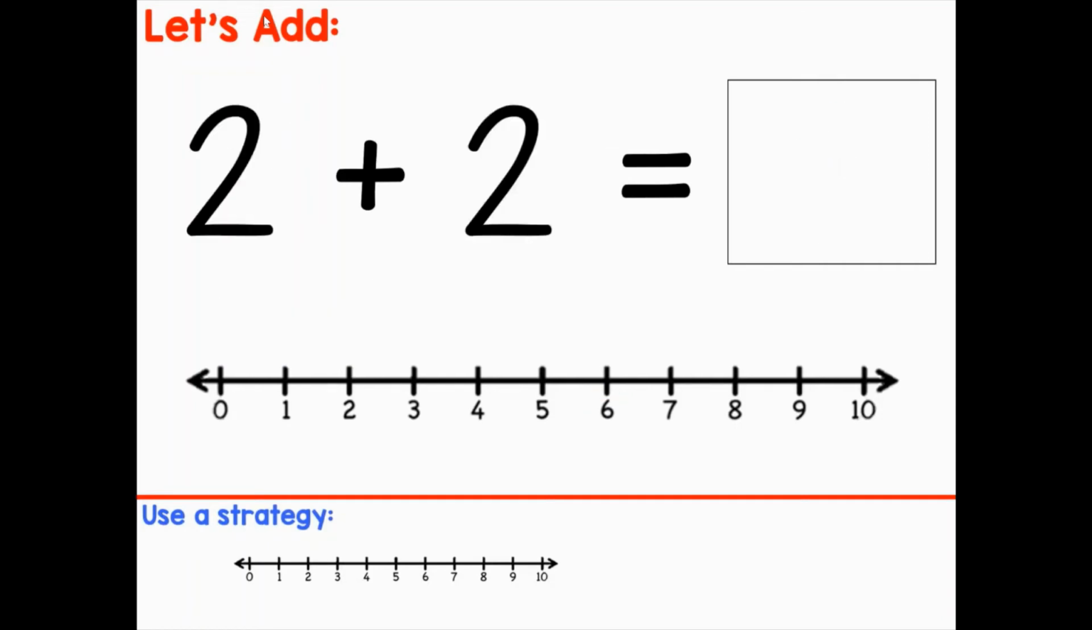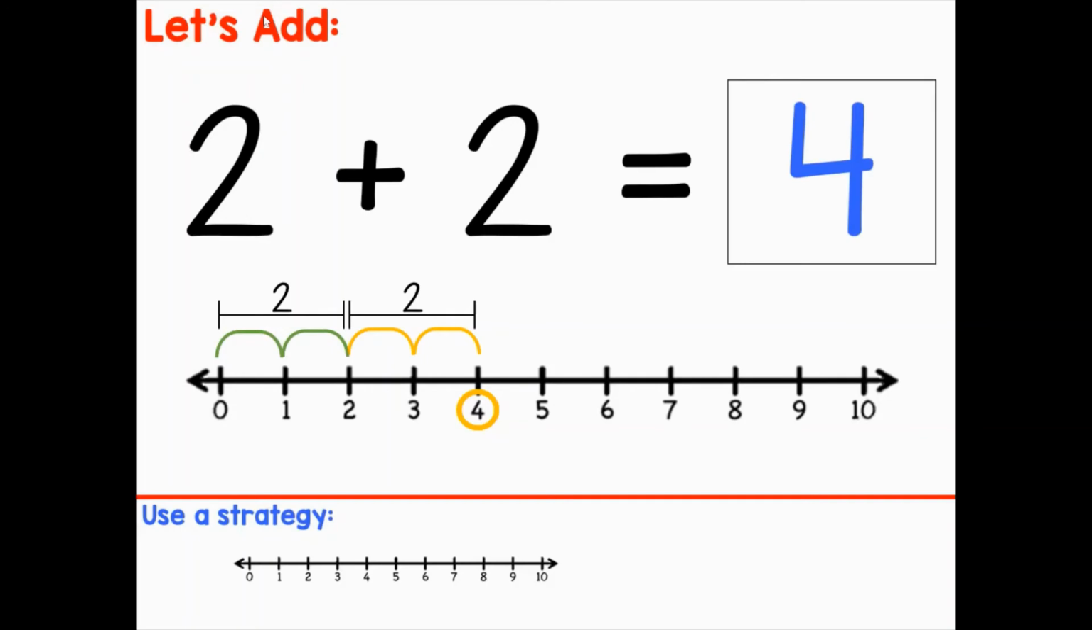How about this one? 2 plus 2. I'm going to take that first number 2 and I'm going to make 2 hops. 1, 2. 2 hops plus how many more hops? 2 more hops. You got it. 1, 2. 2 hops plus 2 more hops lands me on what number on the number line? You got it. The number 4. I landed on the number 4 because 2 plus 2 equals 4.